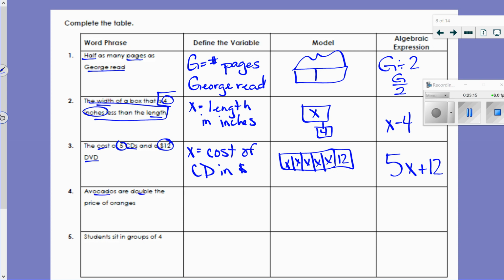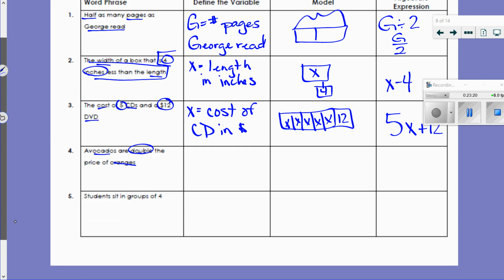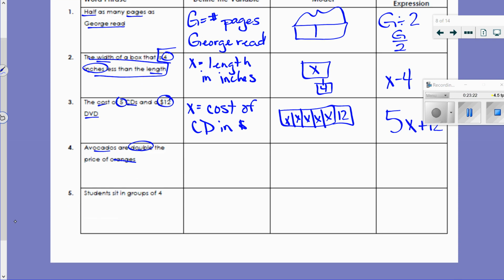Avocados are double the price of oranges. Be very careful. O is a terrible variable to use because it looks exactly like a 0. So I need my X to be the cost of oranges. They didn't give us a currency, so I can't actually put a currency in here. My model, double means what? Times 2.